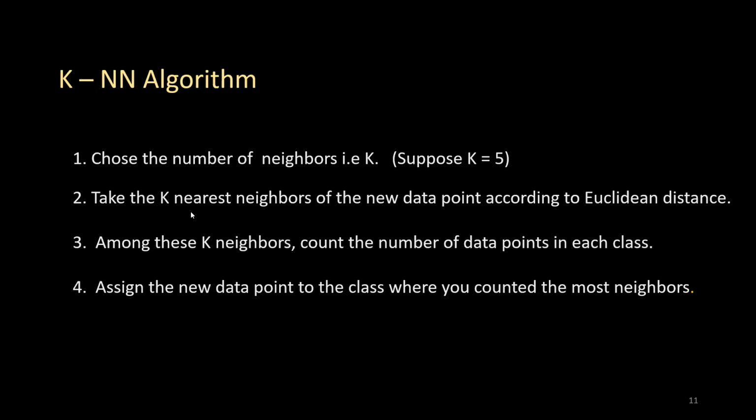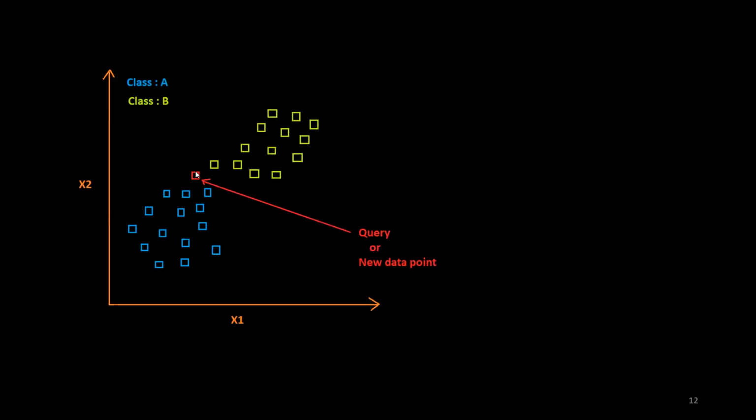So the second step is take the k nearest neighbor of a new data point according to the Euclidean distance. When a new data point comes or when we have a testing point, then we have to select the 5 nearest neighbor if we have already selected k is equals to 5 based on the Euclidean distance. So what does it mean? Suppose this is the situation, we have a new data point. So we will calculate the distance of this new data point with every sample of class A and with every sample of class B using Euclidean distance.